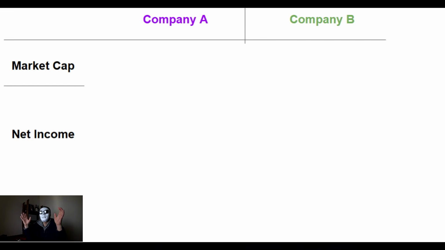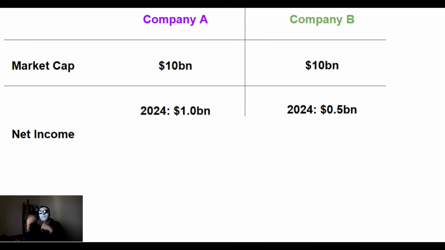Let's say that you have company A and company B. Company A and company B both currently have market cap of 10 billion, while company A has net income of 1 billion, while company B has net income of 500 million. This means that company A is trading at 10 times price to earnings ratio, while company B is trading at 20 times price to earnings ratio. Does company A look better to invest? Well, let's think about that.